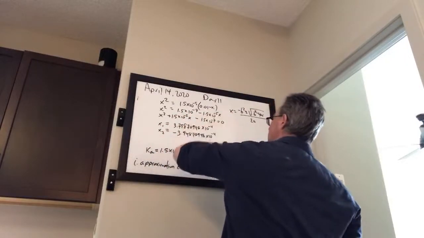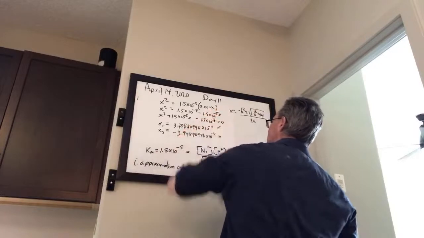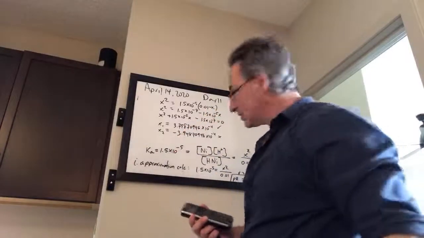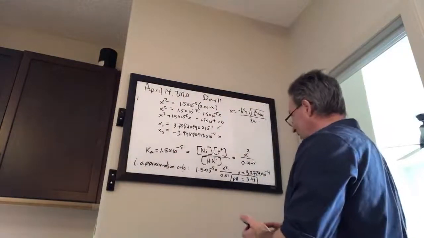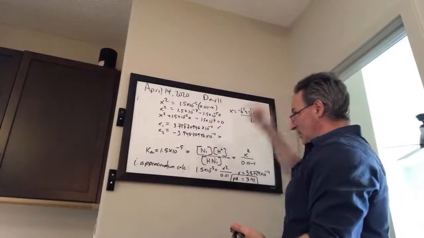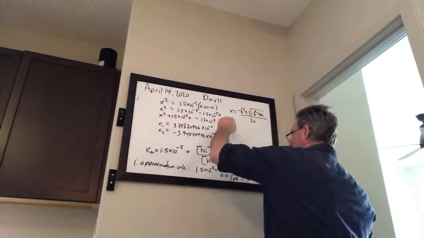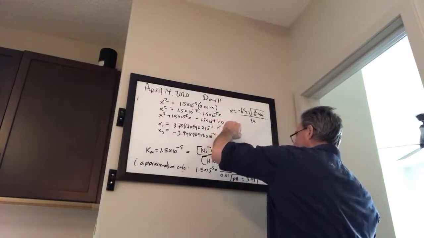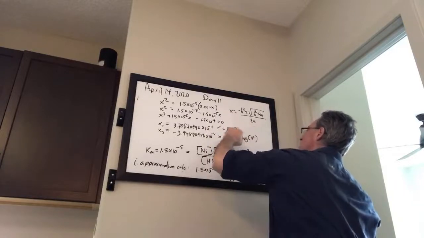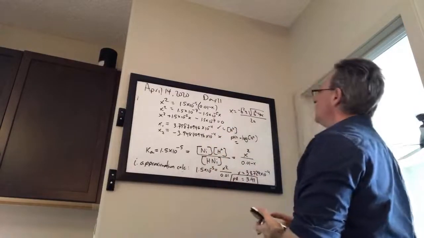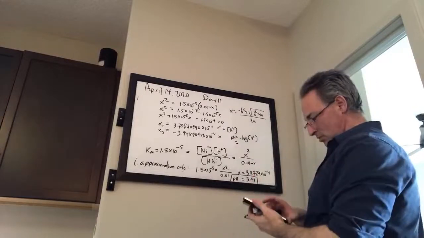I have to exercise judgment. This is the correct one. That doesn't work in our universe. Maybe it works somewhere else, but it doesn't work here. So you pick one, and that's your H plus concentration. So you can find your pH now: pH equals negative log of the H plus concentration. Let's plug it in and see what we get. It's going to be pretty darn close.